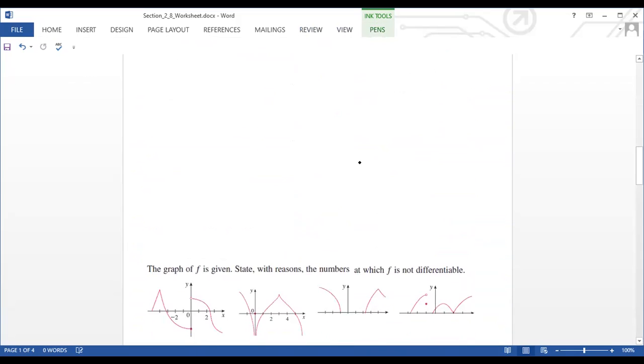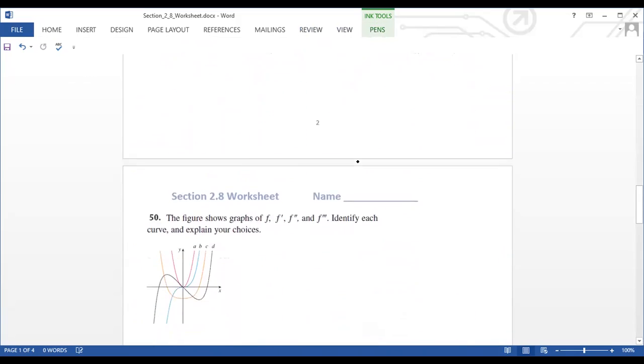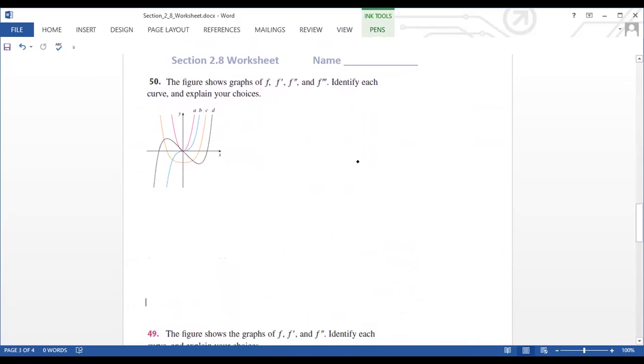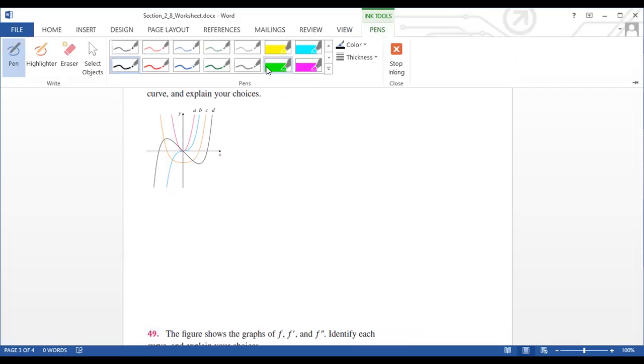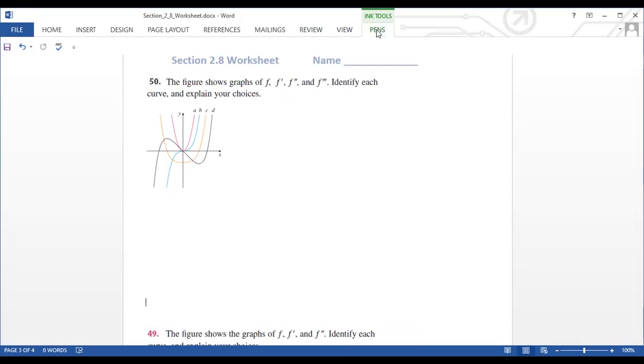Okay, before we do 23 and 26, let's take a look at this one here, number 50, right? In this figure you have A, B, C, D. So which one is which? Okay, let's take a look at D here. D is the gray one, right? So take a look at D.